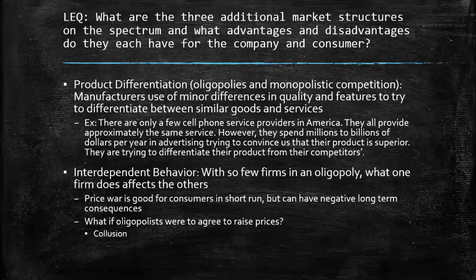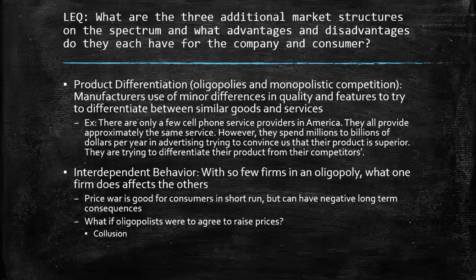So here's what product differentiation is. Manufacturers use minor differences in quality and features to try to differentiate between similar goods and services. So look, Pepsi and Coke are very similar. They are both soft drinks. They are both the flagship soft drinks of those particular companies. But they taste different. They really do. So Pepsi claims that Pepsi tastes better. Coke claims that Coke tastes better.